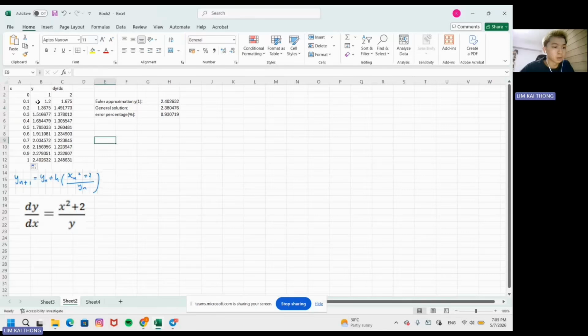In order to find the value of y, we will put in this equation, which we found in part A. So we'll put in the previous value of y plus 0.1 times the dy/dx over here. We'll key in and drag down, and the value here will be our approximate value of y1. For dy/dx, which is given in the equation, we will also key in the value here and drag it down to find the dy/dx of each value.